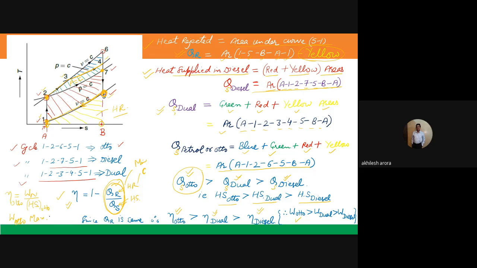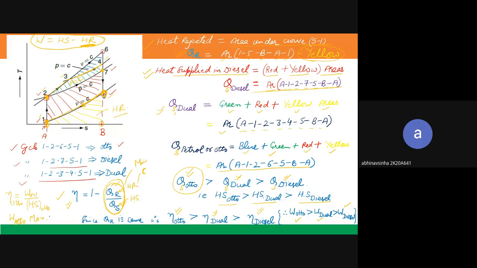So I have written it here. W for Otto is maximum, followed by dual, followed by diesel. Not only that, we could have calculated this value from the areas also. We know that W is given as heat supplied minus heat rejected. Now this parameter is constant. Heat rejected is constant in all the cases, and heat supplied is maximum in case of Otto cycle. So we can utilize this equation and find out for which case the work is maximum, and it will once again give the same answer that the work in case of Otto cycle is maximum, followed by dual, followed by diesel. Is it clear to you?